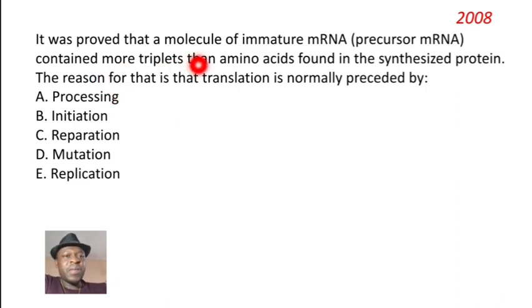It was proved that a molecule of immature mRNA, that's precursor mRNA, contained more triplets than amino acids found in the synthesized protein. The reason for that is that the translation is normally preceded by what? By processing, right? So in processing, there will be cutting of those introns and exons, right? Removing the introns and leaving the exons. If you still remember that.